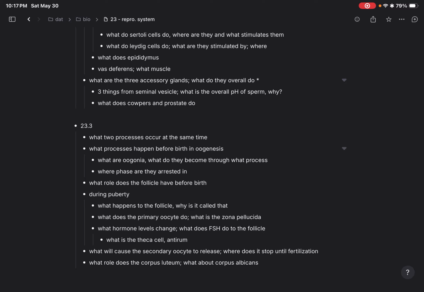So you make it basic or alkaline. The prostate gland produces a slightly alkaline fluid. Okay, so the prostate gland is responsible for making it slightly alkaline, so more basic. Cowper's gland produces fluid to lubricate the urethra and neutralize any acidity from residual urine.